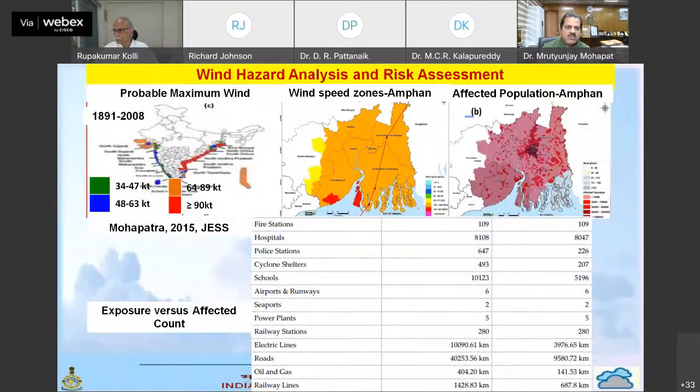Now, if you look at the wind hazard analysis, for example, Amphan, this left-hand side diagram is the probable maximum wind as per our analysis for different districts along the coast. And here is an example of the wind speed forecast and impact over West Bengal due to the cyclone Amphan. You can see how clearly this GIS-based dynamic risk assessment atlas is bringing out the expected impacts.